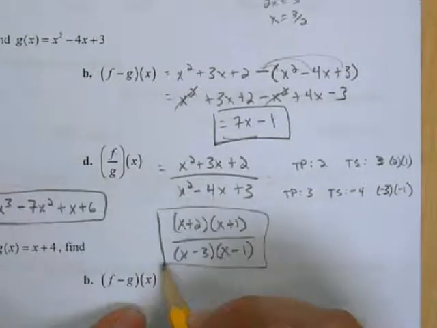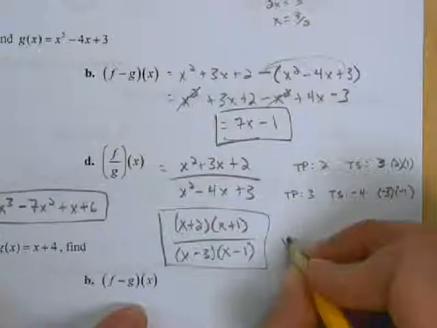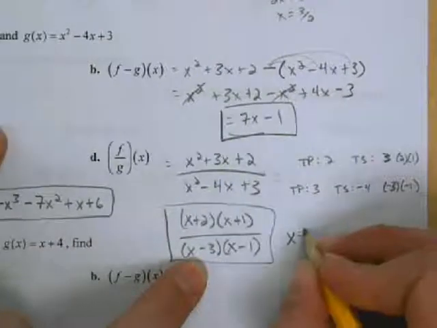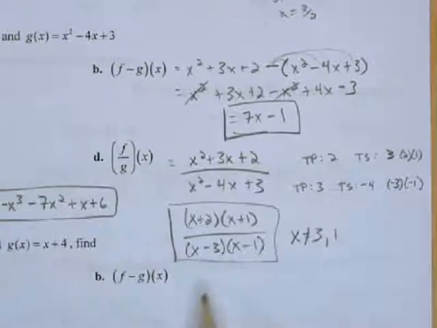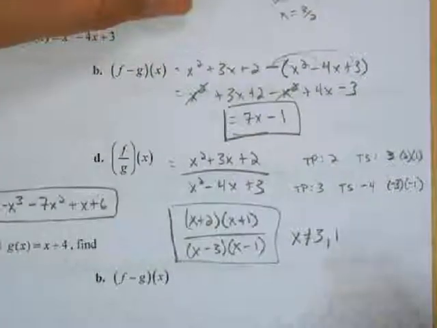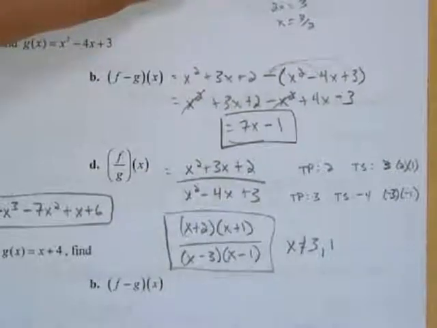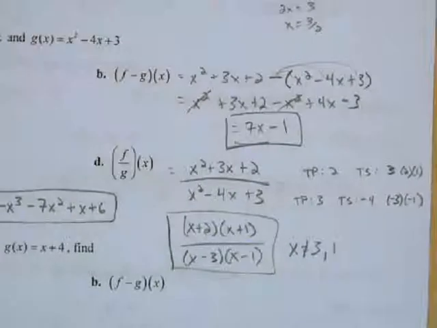And if you talk about the domain, x is not allowed to be 3, and x is not allowed to be 1. Both of those would give me zeros in my denominator. So no 3 and no 1. If you're talking about domain, that's what we're talking about.